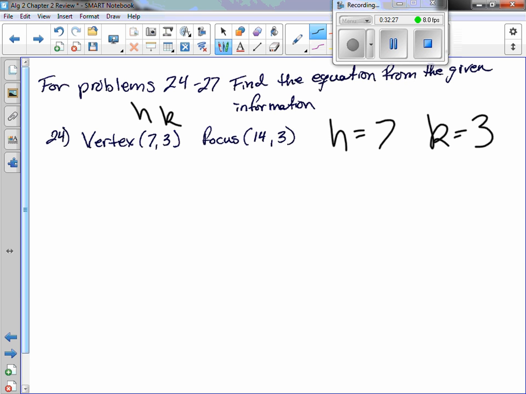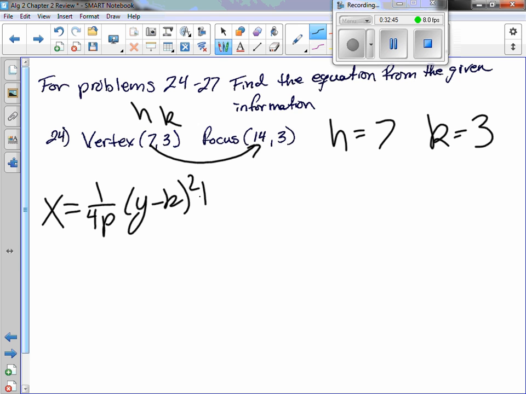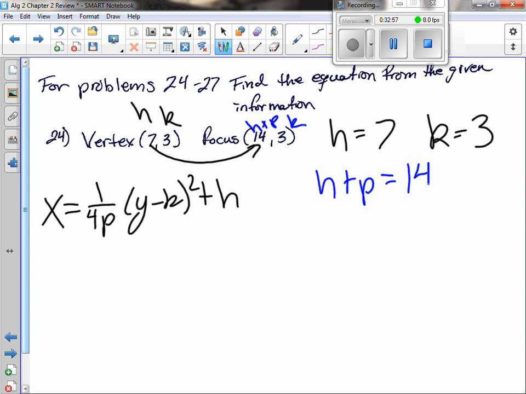Now, when we look at this here, we want to see what changed from the vertex to the focus. So 14 changed, so that means I'm using x equals 1 over 4p times y minus k squared plus h. And the 14 lines up with our h plus p comma k. So we're saying that h plus p is equal to 14. That's what the equation told me, that the focus for this here is h plus p comma k. It told me the h plus p value is 14, and k is still 3.